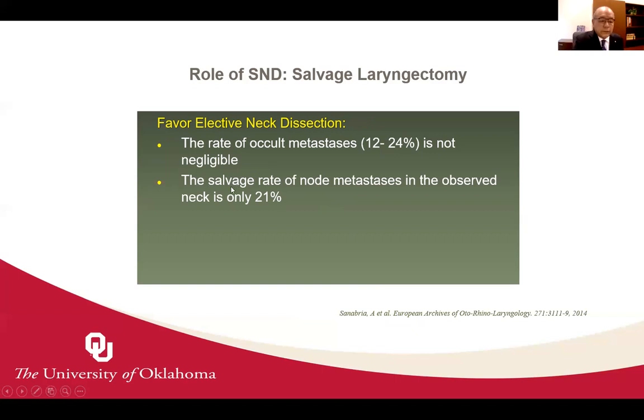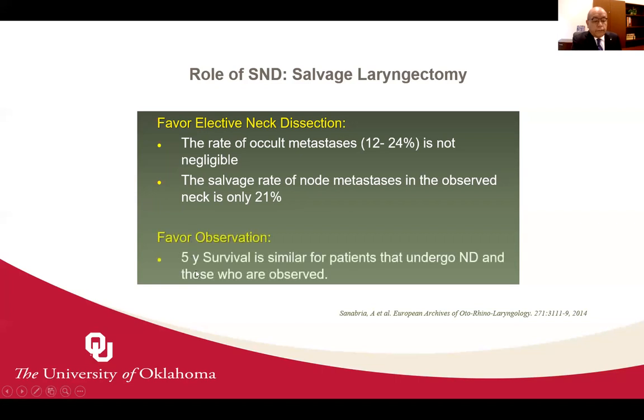And also because the salvage rate of neck metastases in the observed neck is only 21%. So only 1 out of 5 patients that you observe who develop metastases are salvaged. Other authors favor observation, and the reason for that is that the 5-year survival is similar for patients that undergo neck dissection and those who are observed.